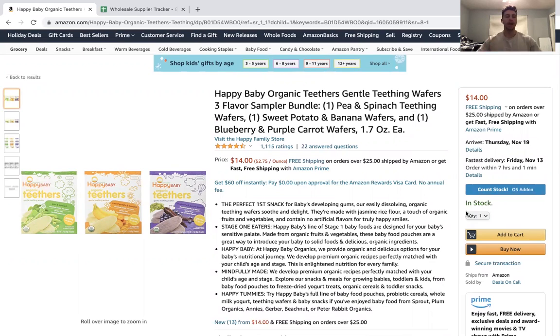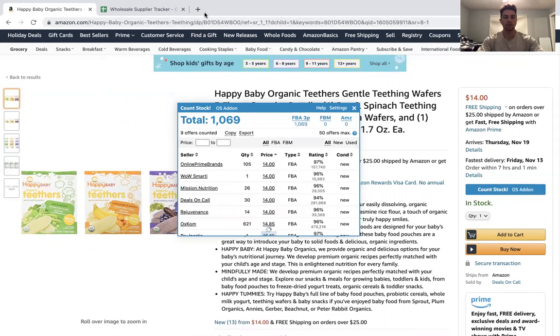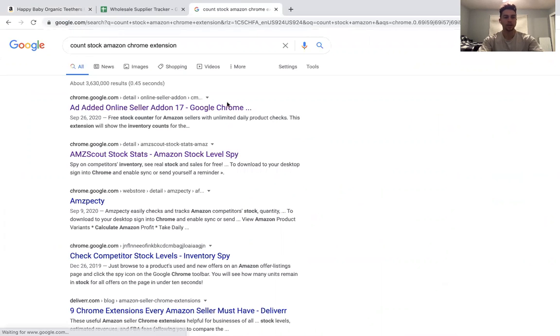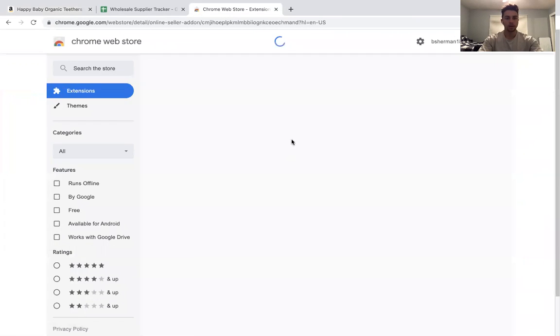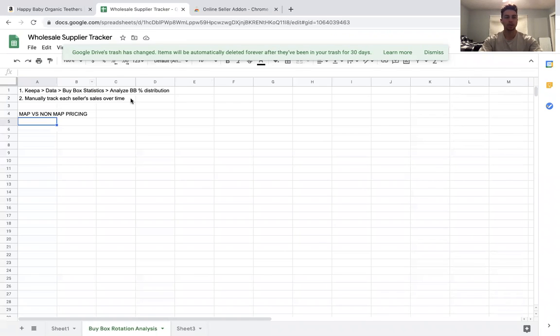It's never going to be 100% accurate, but we can get a great idea of how many sales each seller is getting by tracking their stock through this software over time. The software that I use to do this is Count Stock. There are a few other softwares out there. If you are interested in this software, just type in Count Stock, Amazon, Chrome extension. I'm going to drag my picture down here, and it's this link right here. It's the online seller add-on, OS add-on. If you guys are interested, you can just add that onto your Chrome extension and determine it from there.